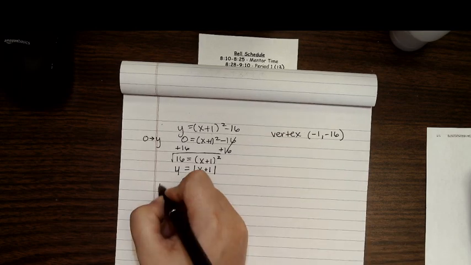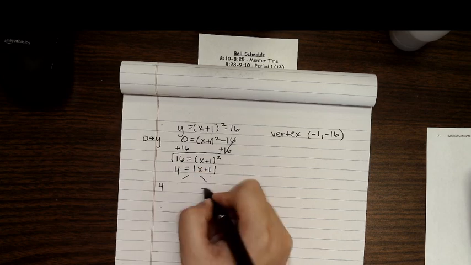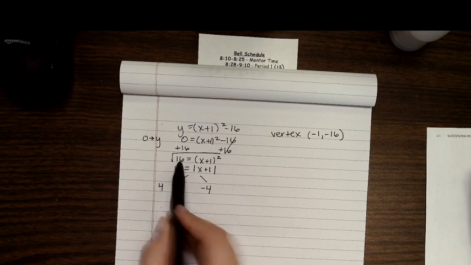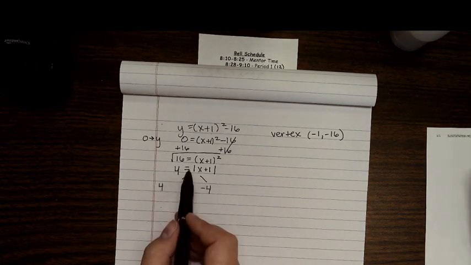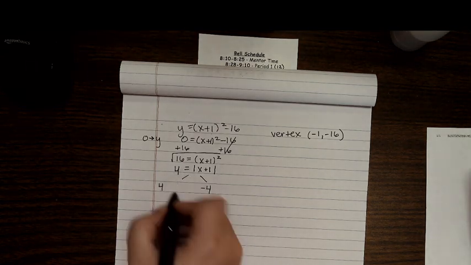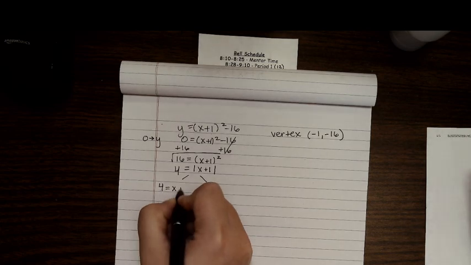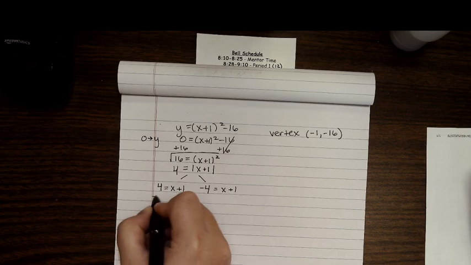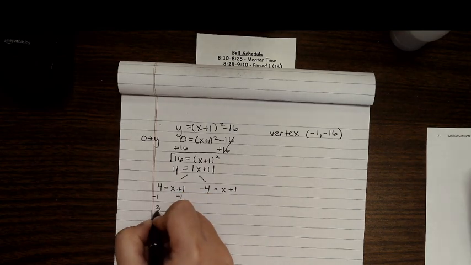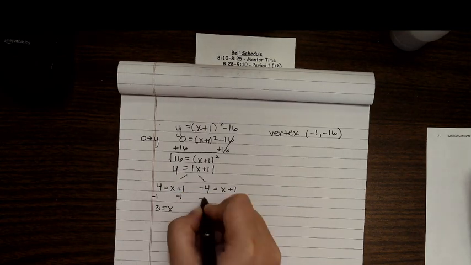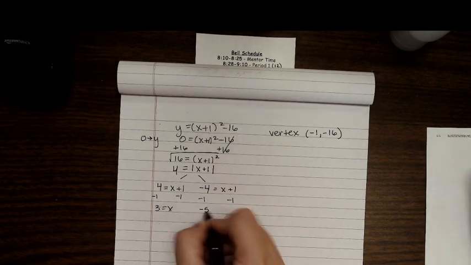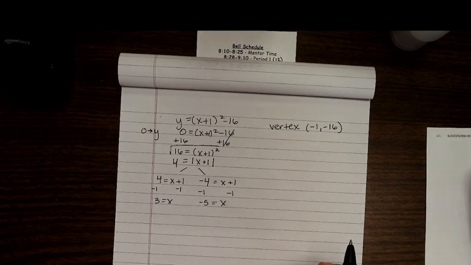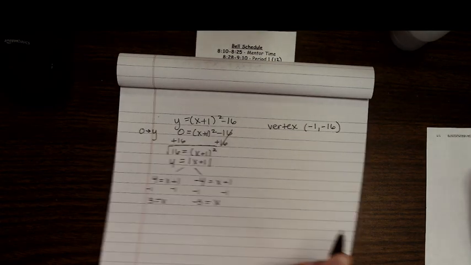We have a 4 and we have a -4, because 4 squared is 16 and negative 4 squared is 16. So we're going to set both of those equal to our equation and then solve them each for x. So there's our two x-intercepts, 3 and negative 5.